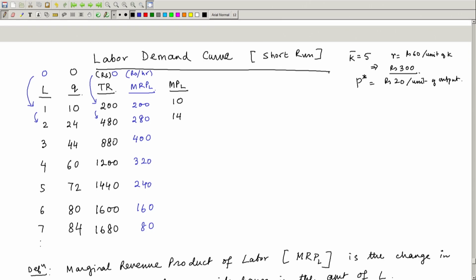Similarly, the third labor hour increased the output from 24 to 44. So, the third labor hour alone contributed 44 minus 24, which is 20 units, 20 extra pencils. Similarly, if I do the arithmetic, for the fourth labor hour, it is 60 minus 44, so that is 16. For the fifth labor hour, it is 72 minus 60, which is 12. For the sixth labor hour, it is 80 minus 72, which is 8. And for the seventh labor hour, it is equal to 4, right.